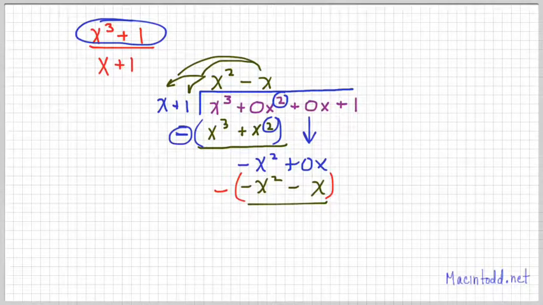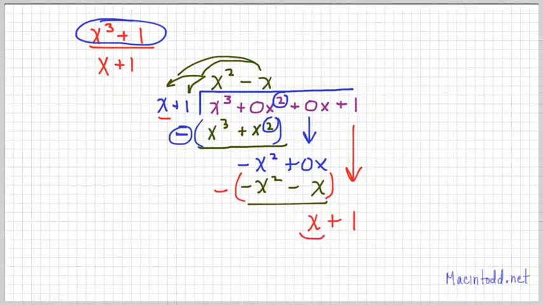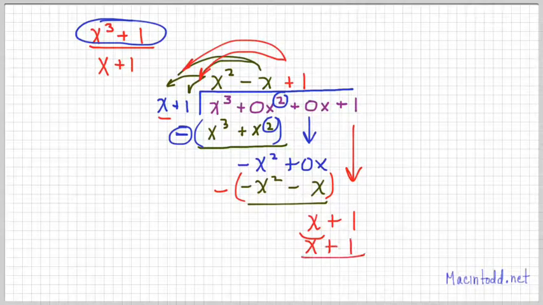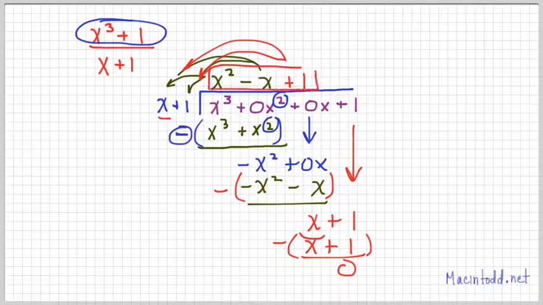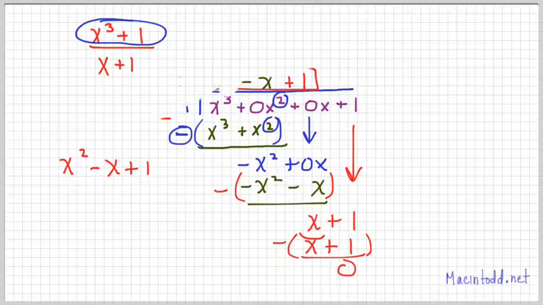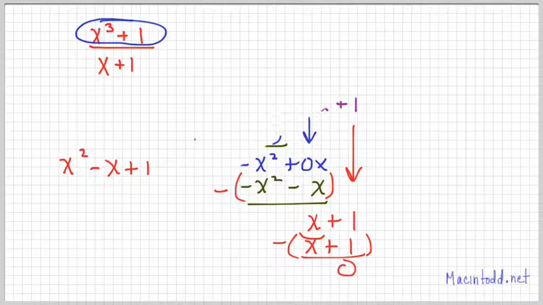The first terms cancel out, the next terms give me a plus 1x, I bring down the 1. And to get x, how many x's do I have? What do I have to multiply x by to get x? The answer is 1. I distribute that 1 to both terms of the binomial, and I get x plus 1, and I subtract, and I get 0. So in this case, I did not get a remainder. And the division problem has an answer of x squared minus x plus 1. You erase the work for this. Let's discuss why that was not a big surprise.